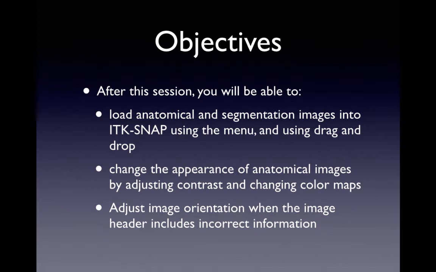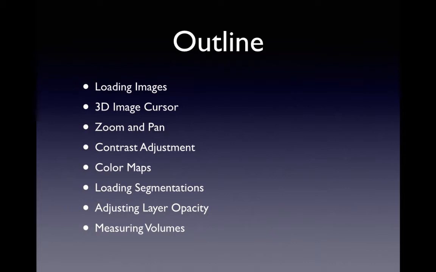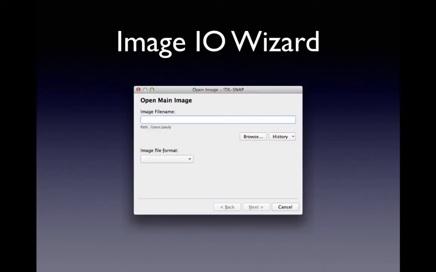We're going to learn how to change the visual appearance of anatomical images by adjusting contrast and changing color maps. And we're also going to adjust image orientation when the image header includes incorrect information, if we get to that. So we're actually going to cover quite a few operations quickly: loading images, 3D image cursor, zoom and pan, contrast adjustment, color maps, loading segmentations, adjusting opacity, and measuring volumes. So we covered quite a few things in this session.